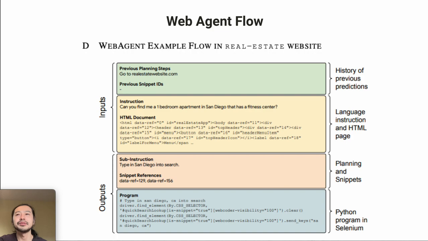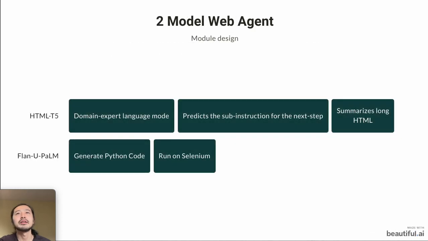Selenium, for those of you who don't know, is a web automation driver library, so you can simulate a lot of front-end code on this library. People often use it for end-to-end testing in front-end dev. So these are the two model web agents this paper is proposing. HTML5 is the domain expert language model, and it predicts the sub-instruction for the next step, and it summarizes the long HTML. Flan-U-PaLM is another one that generates Python code and runs on Selenium.